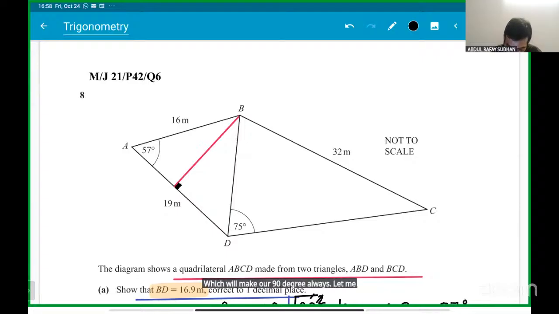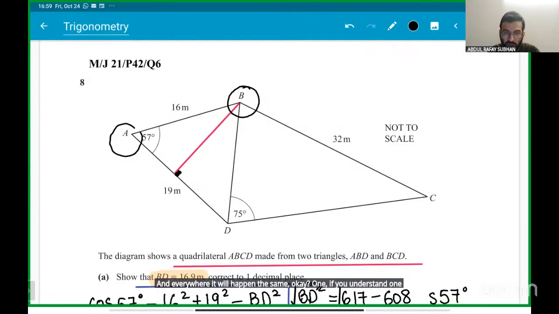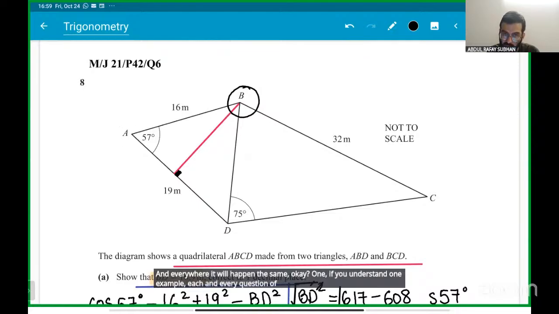Let me repeat. No questions to be asked for the next 2, 3 minutes. First follow, then I'll give you time to ask any question. What you need to understand from point B, and everywhere it will happen the same. If you understand one example, each and every question of the shortest distance you can do.